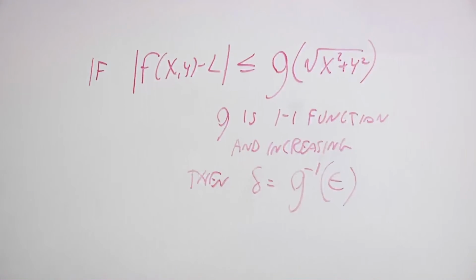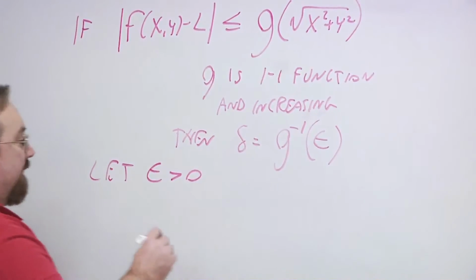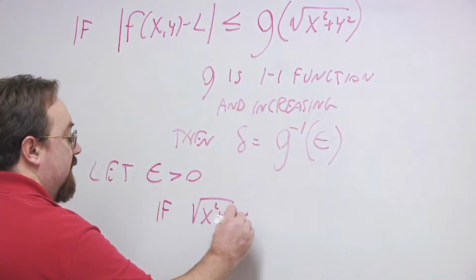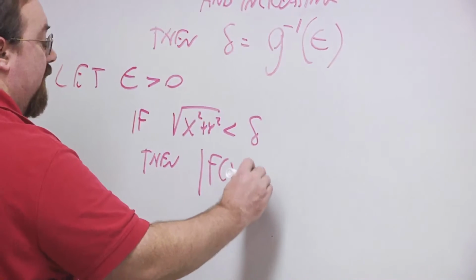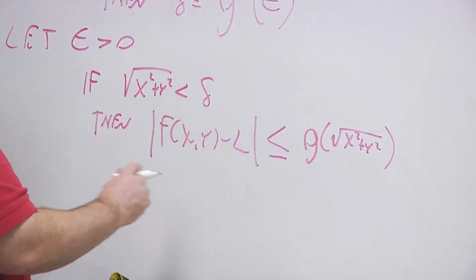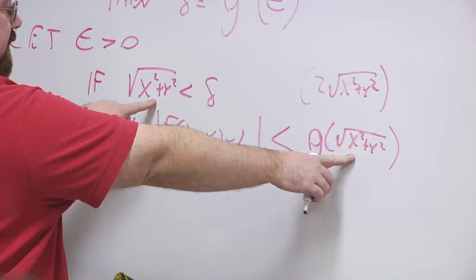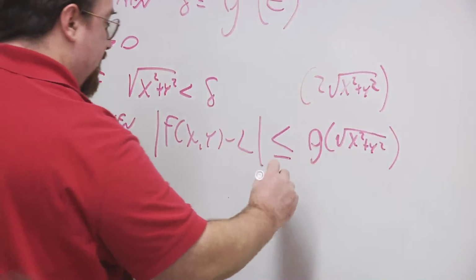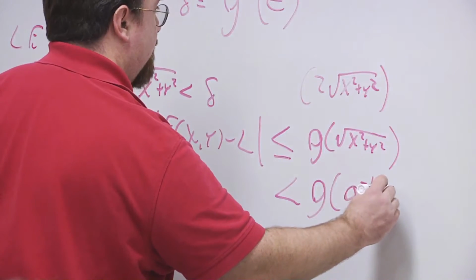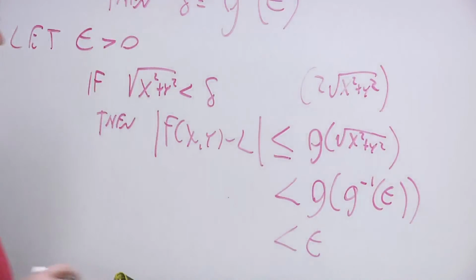To wrap it up, using the definition of a limit, you let epsilon be greater than 0. Say the square root of x squared plus y squared is less than delta. Then f of xy minus L, which you already established is less than or equal to, in this case, 2 square root of x squared plus y squared. But this square root of x squared plus y squared is less than delta, so it must be less than g of g inverse of epsilon. These cancel out, and you get epsilon.